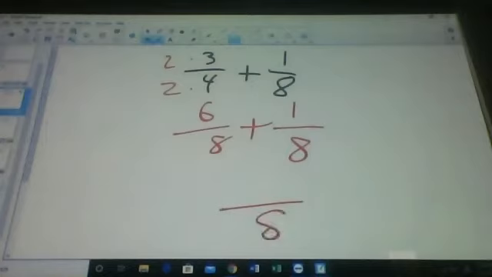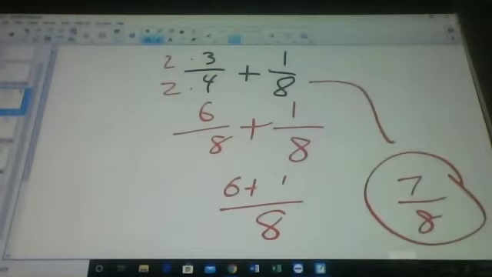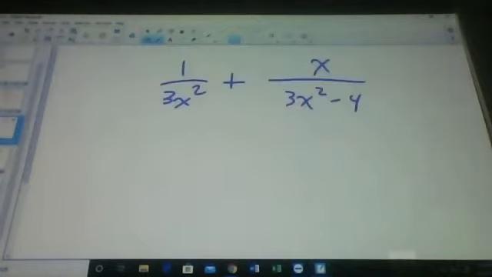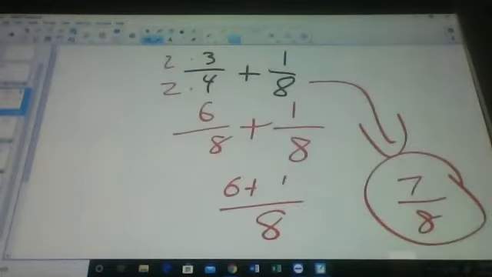Well, common denominator now is 8. 6 plus 1, well, that's 7. So those two fractions become 7/8. Okay? The same applies when we talk algebraic concepts. So this problem, while it is drastically different, it totally follows this model. You have to determine what the least common denominator is. Well, that's 8, right? So how did I make 4 into 8? I multiplied it by 2.